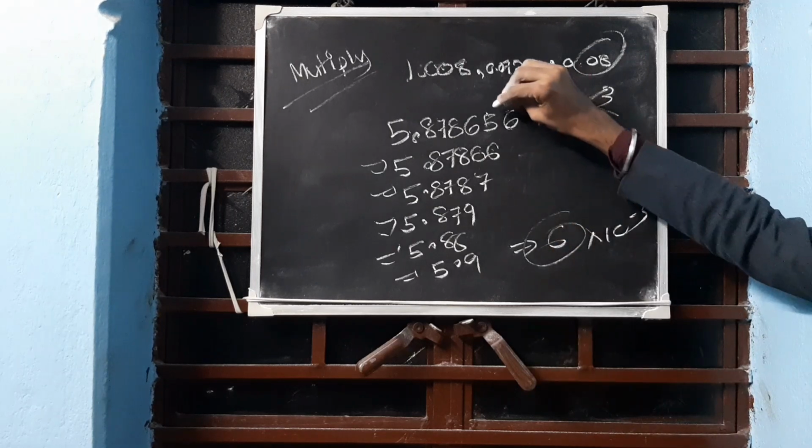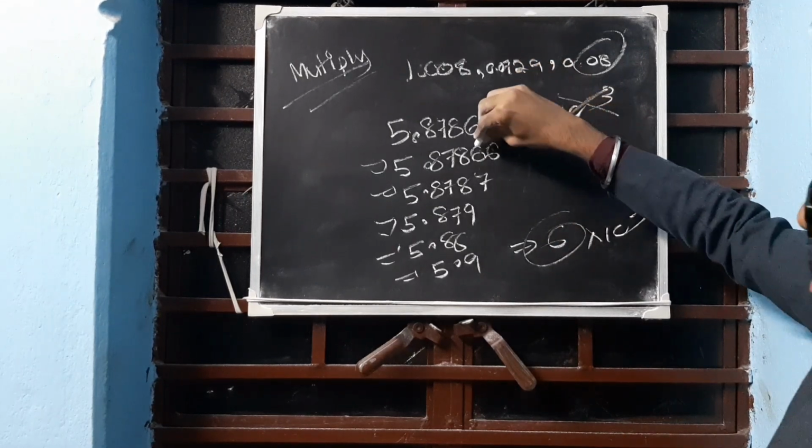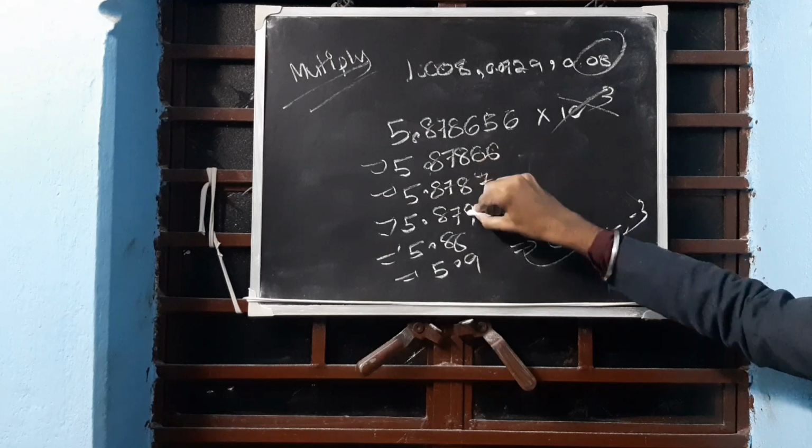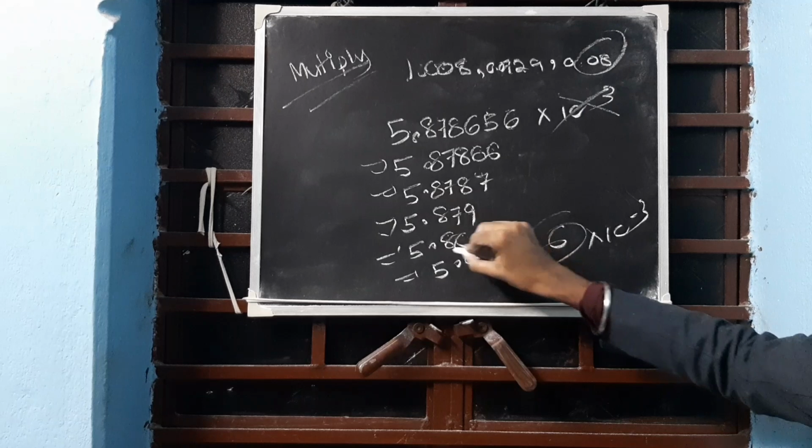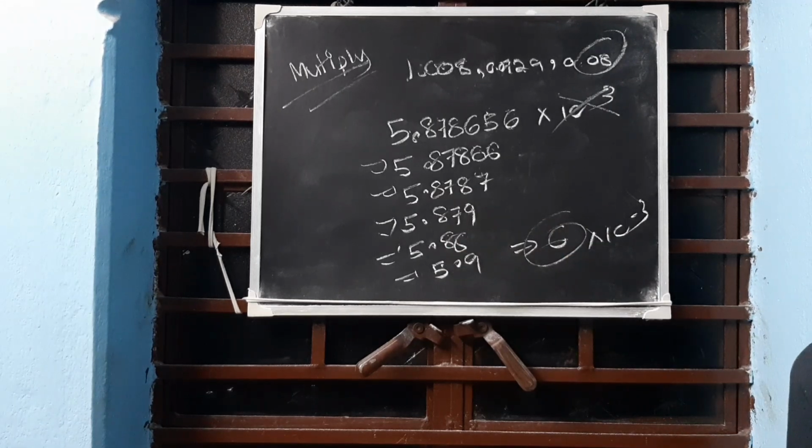Clear? So this 6 made this person 6 written. This 6 made this person 7 written. This person made this 9 written. This person made this 8 written. 8 written. 8 made this 9 written. 9 made this 6 written. Clear? So the final answer is 6 into 10 to the power minus 3.